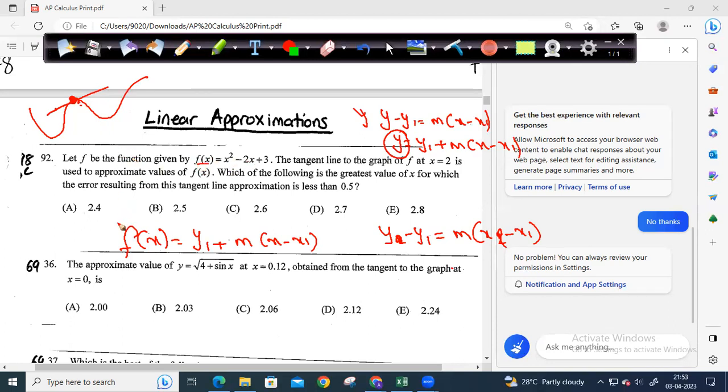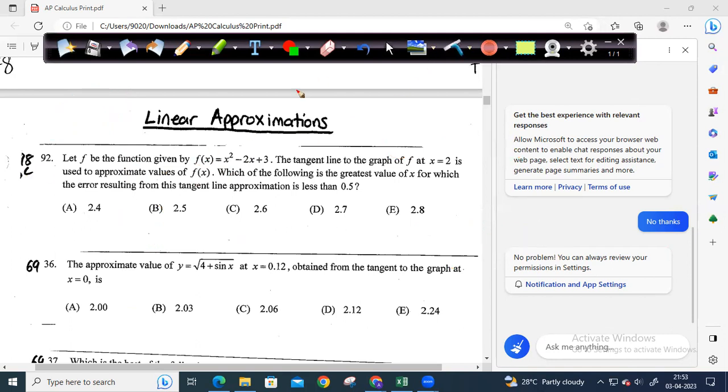x² − 2x + 3. So x² − 2x + 3 is an easy function. I'm able to draw it: x² − 2x + 3 is (x − 1)² + 2. So (x − 1)² means like this, plus 2 means like this. If you draw this graph, you get something like this. If you want, you can try and draw.